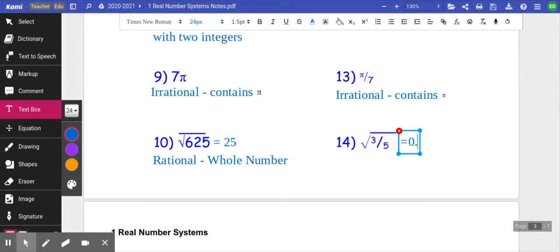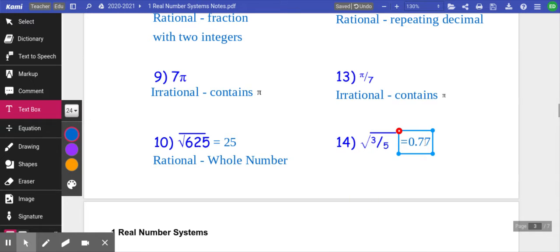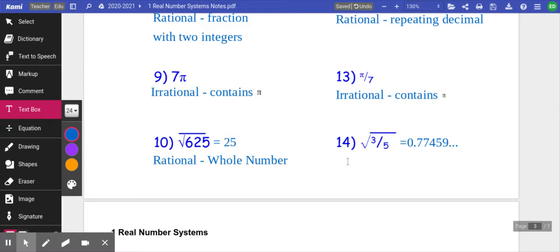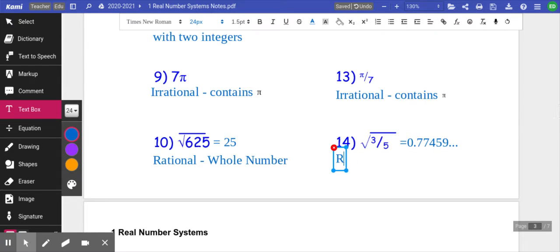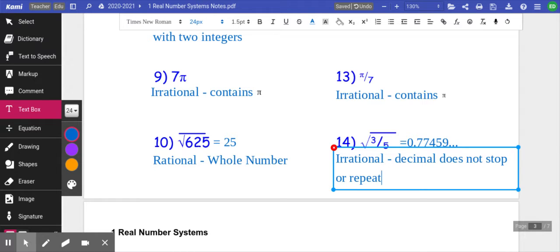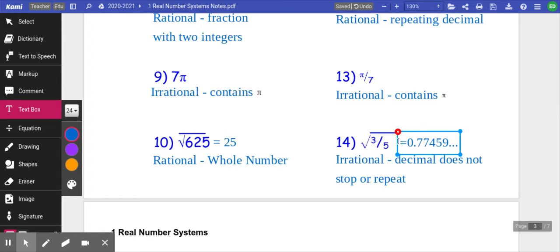So it equals 0.77459 dot, dot, dot. Okay, and again, this is a decimal, like I said, that does not stop. It does not repeat, so it's irrational. And we're going to say the decimal does not stop or repeat. And because we wrote down the decimal, we can use this definition. If you don't write down what the answer is as a decimal, then you can't use this definition.